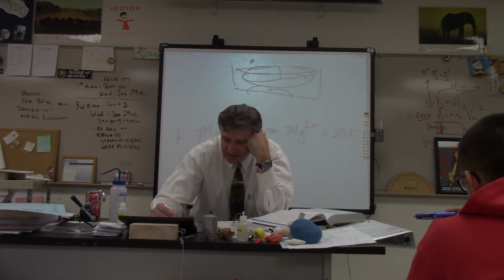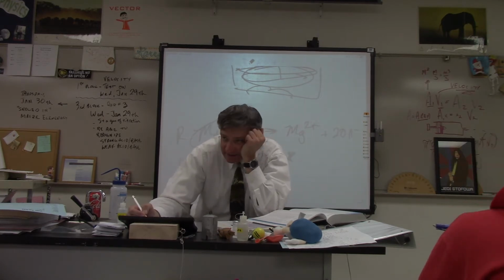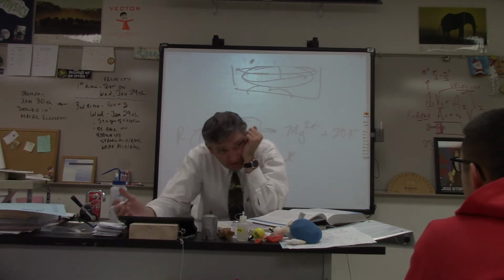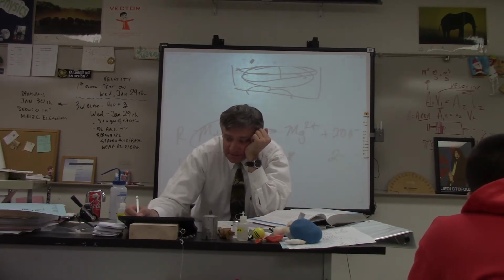So this is going to be a solid, so you don't have to worry about that. Basically, we're going to let the concentration of the magnesium ions be X. I don't know what it is, I'm just going to let it be X. But what would the concentration of my hydroxide ions be? It'd be 2X, right?